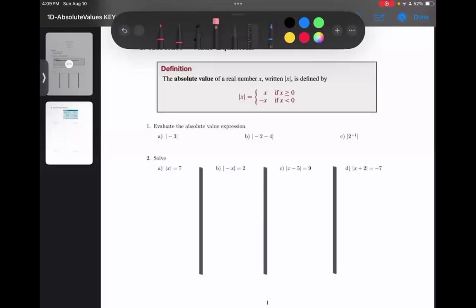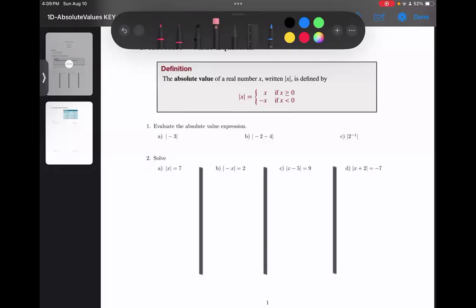Alright, let's talk about absolute value equations. But first, what is absolute value? The absolute value of a number is basically how far it is from zero on the number line. The distance is always positive. We write it as two vertical bars.